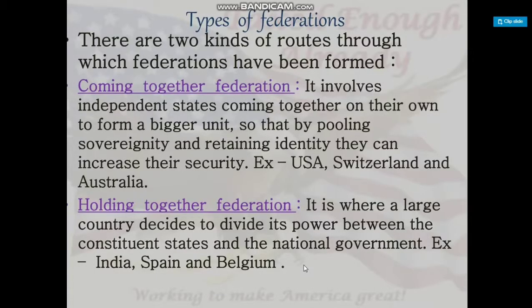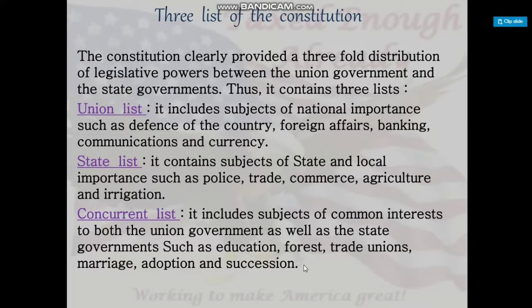The types of federation. There are basically two types of federations overall. In the Indian constitution, basically we have the holding together federation, where a large country is divided and given different types of power. Examples can be the national government and the state government. So examples can be India, Spain, and Belgium. And the other is called the coming together federation, which involves independent states coming together on their own to form a bigger unit. So that by pooling sovereignty, by pooling supremacy and retaining their identity, they can increase their security. Examples: USA, Switzerland, Australia.